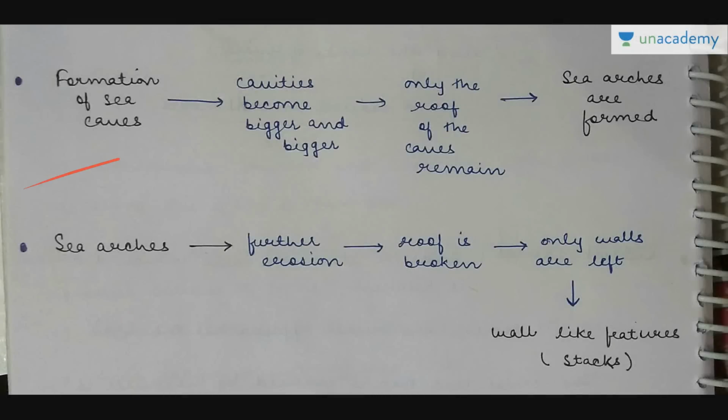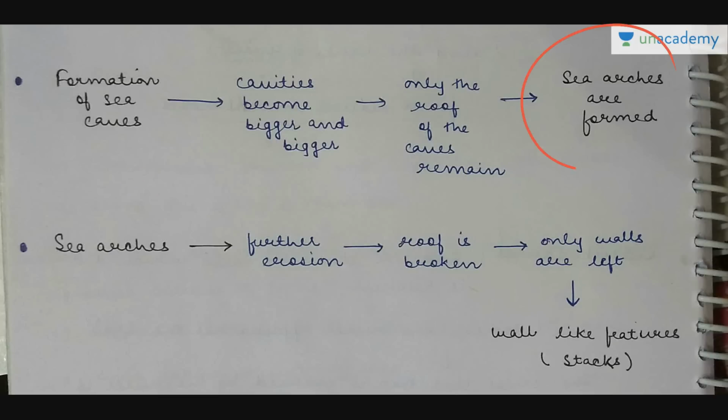After the formation of sea caves, the cavities start becoming bigger because of the continuous hitting of the rock by the sea waves. With gradual hitting, more cavities develop in these sea caves, and after some point of time, it will become completely hollow, and only the upper part, the roof, will be left.